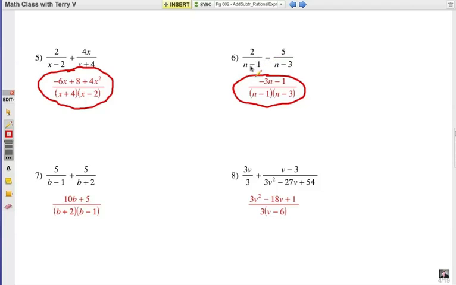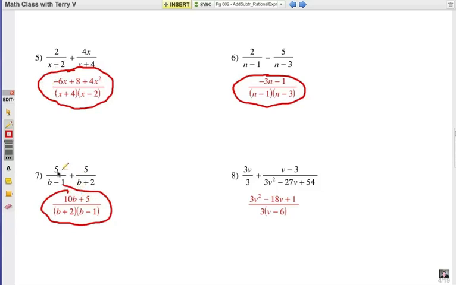Notice how in the first fraction here you multiply the 2 by n minus 3. In the second fraction you multiply this 5 here by the n minus 1 factor. Combine your like terms together and you get negative 3n minus 1. Number 7.